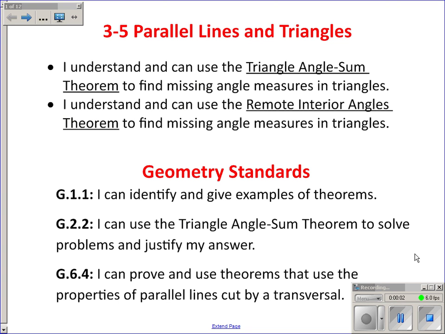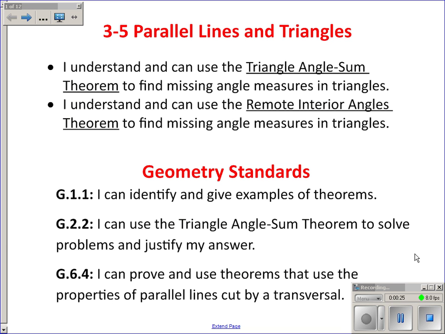This video is on section 3-5 on parallel lines and triangles. By the end of this video, you should know what the triangle angle sum theorem is and be able to use it to find missing angle measures in triangles. You should also know what the remote interior angles theorem is and be able to use it to find missing angle measures in a triangle.